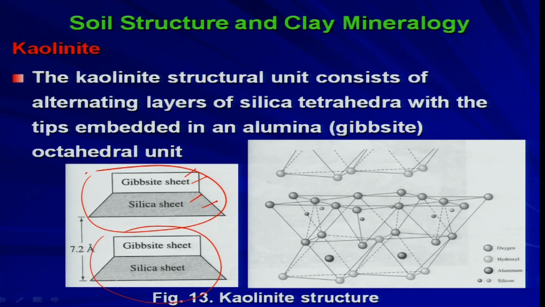Whereas in the actual structure, if you see how they are formed, this is your octahedral unit, and on top you have the silica unit. The silica unit has silicon inside and the octahedral unit has aluminum inside, and they are stacked together and form the kaolinite structural unit.